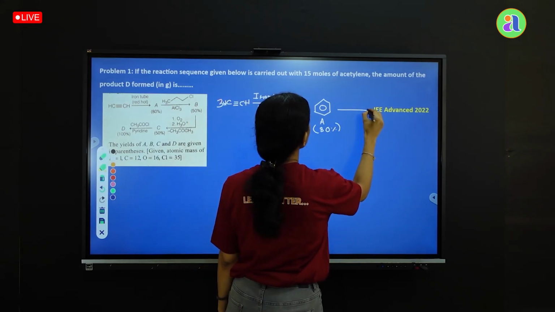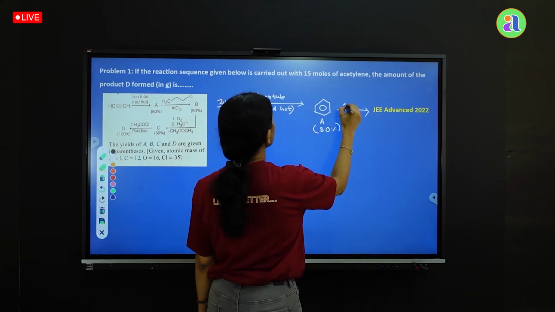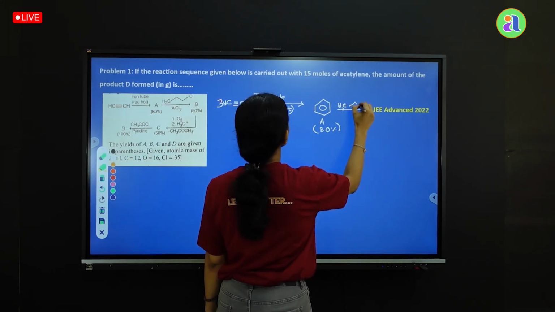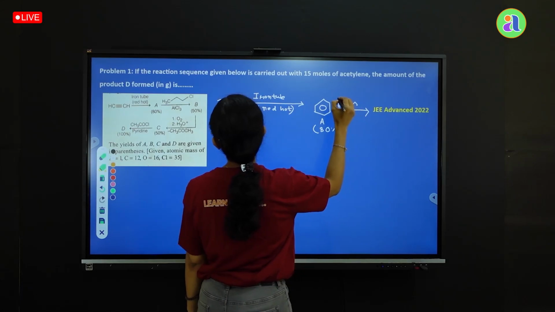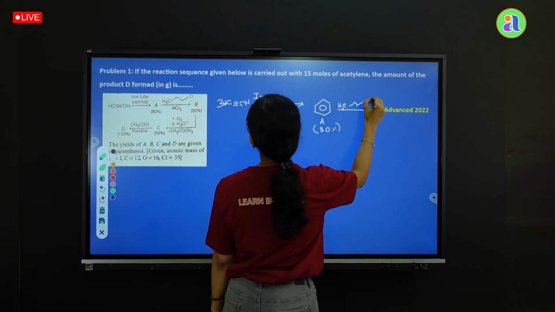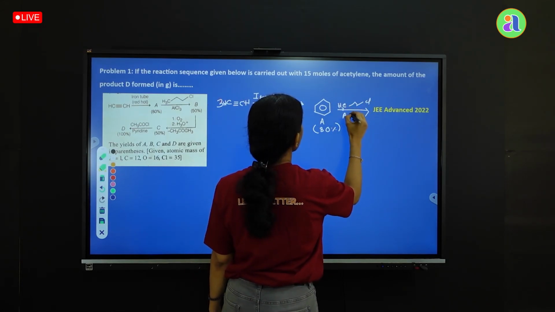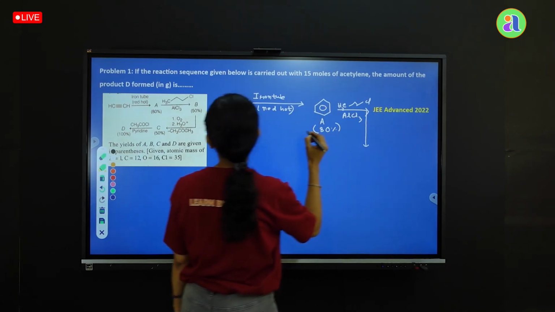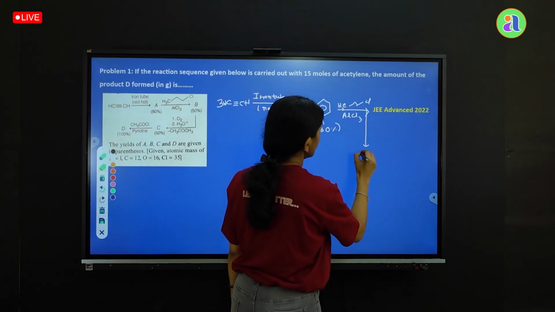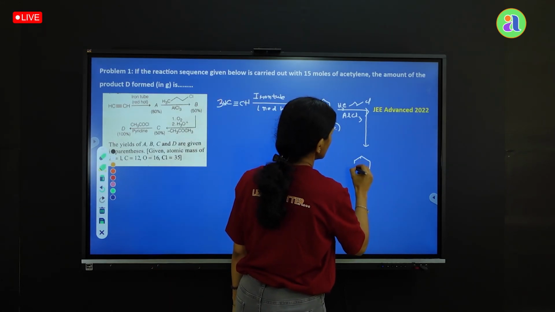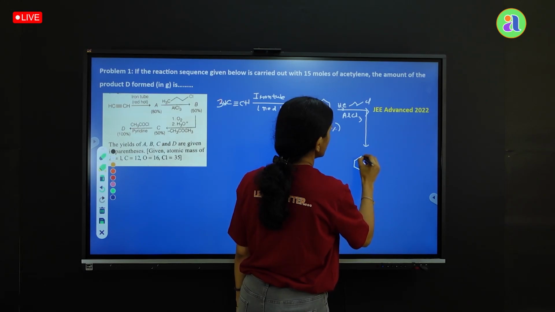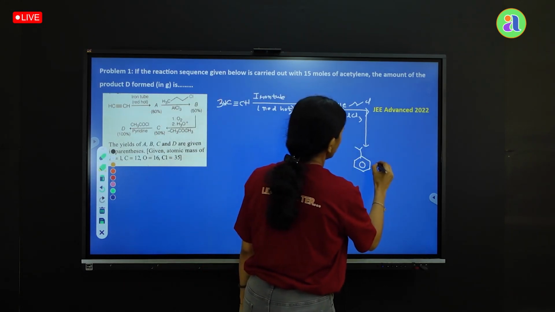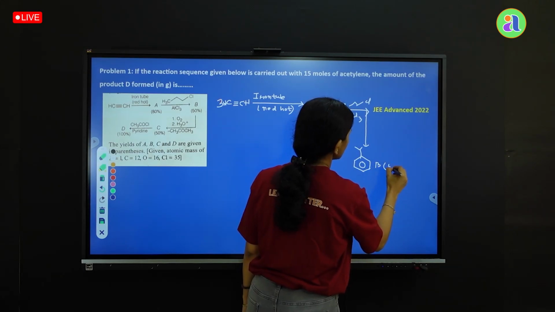And now if you apply CH3CH2CH2Cl in presence of aluminium chloride, you will get product B, which is this one. This is our product B, which is formed 50%.